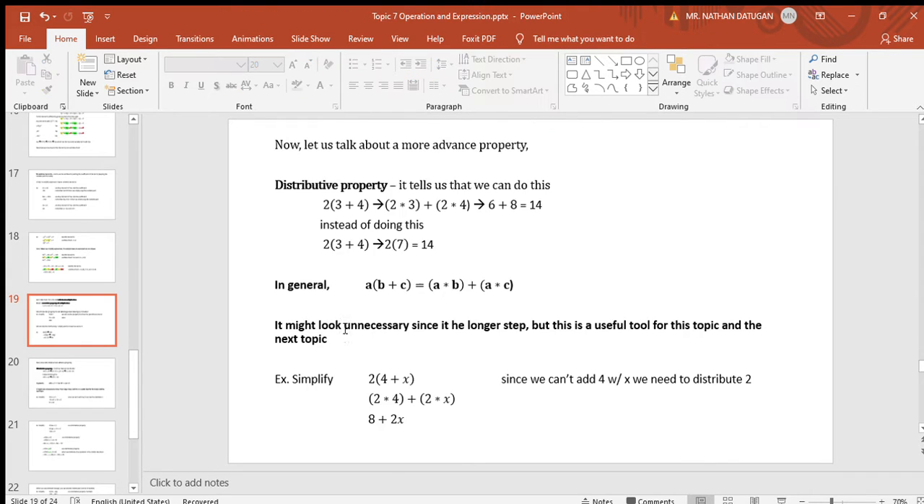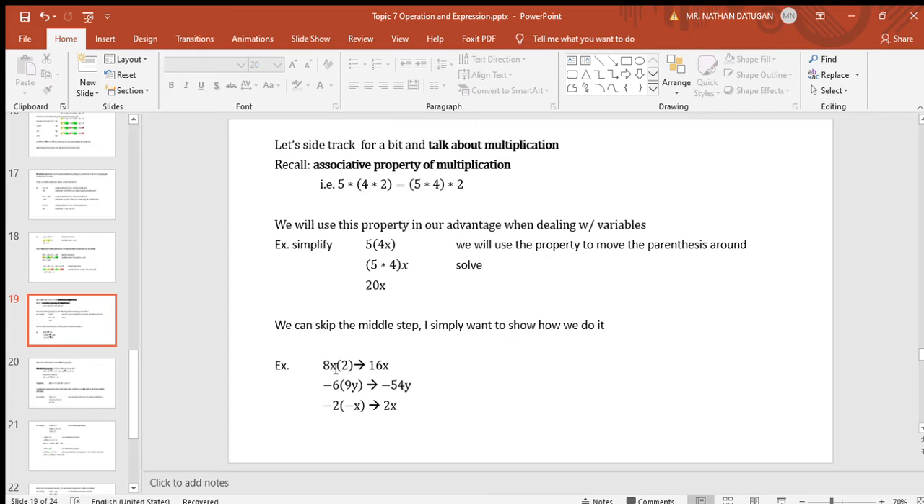So let's do some examples. 8x times 2, well, you can simply multiply 2 times 8, which is 16, and then the variable stays the same. The same thing with negative 9y times negative 6. We can just multiply 9 times negative 6, which is negative 54, and then we copy the variable. Now we have negative 2, and then we have a negative x.